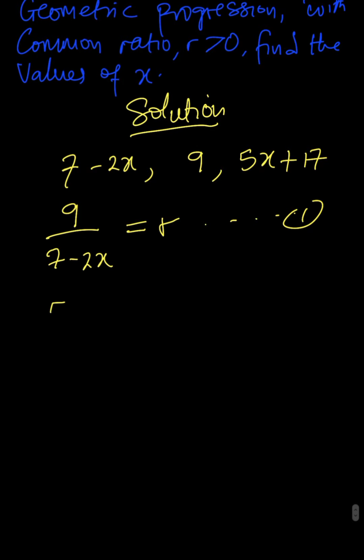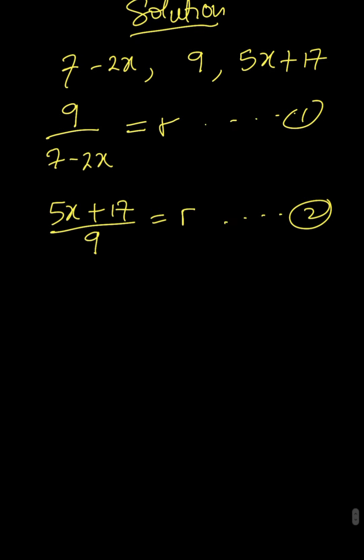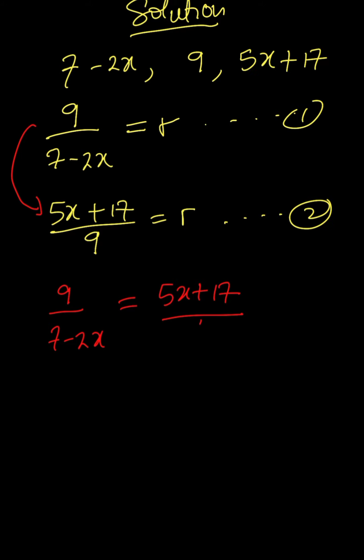Also, you can divide the third term, which is 5x plus 17, by the second term, which is 9. This will also give us r, that is the common ratio. You can call it equation 2. But you need to understand that common ratio is always equal to the common ratio. So these two equations can be merged together. So we can write that 9 over 7 minus 2x will be equal to 5x plus 17 all over 9. Because both of them are equal to r, you can substitute for r in the second equation and you formulate this. From here, you can cross multiply.